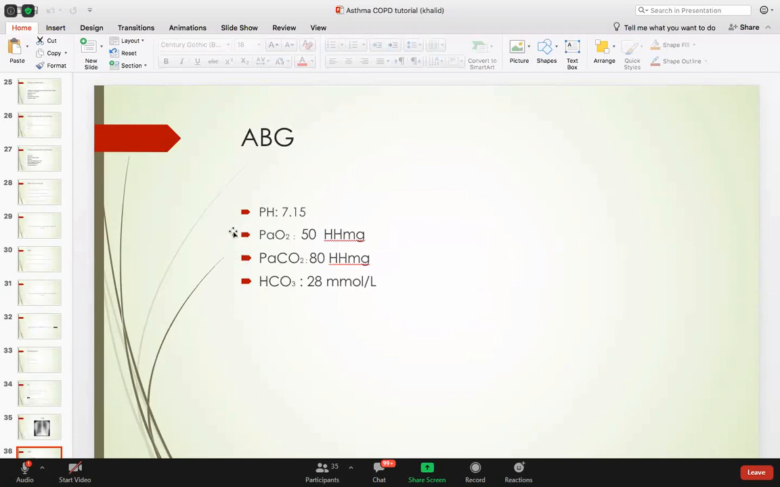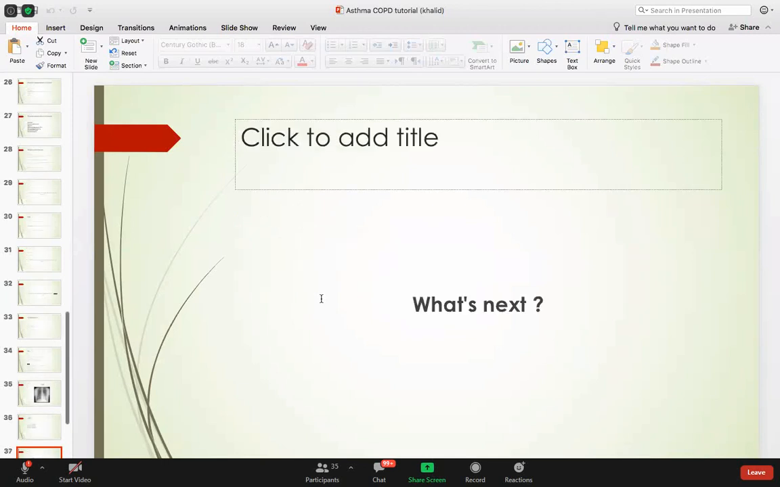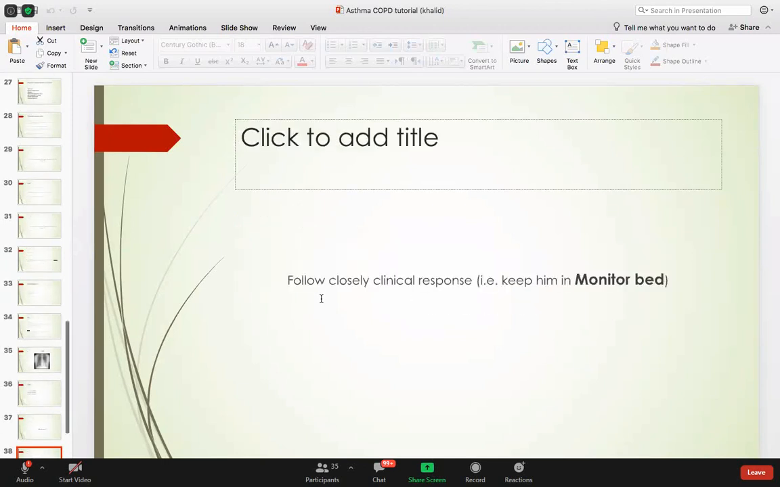So first, there is acidemia. There is also hypoxemia. You see the partial oxygen is low. You see the CO2 is retained, 80 where the normal is 40, but the bicarb is 28. So it's only elevated by 4, so acute. The body didn't have the time to compensate.